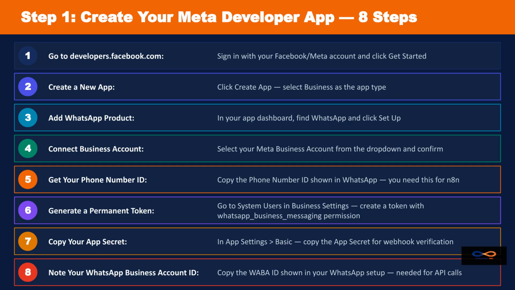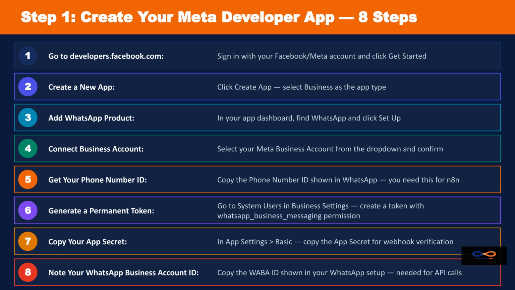Follow these 8 steps exactly in the Meta developer portal. The most important step is step 6, generating a permanent system user token. Many beginners use the temporary test token, which expires after 24 hours and breaks their bot. Always create a system user and generate a permanent token with WhatsApp business messaging permission.